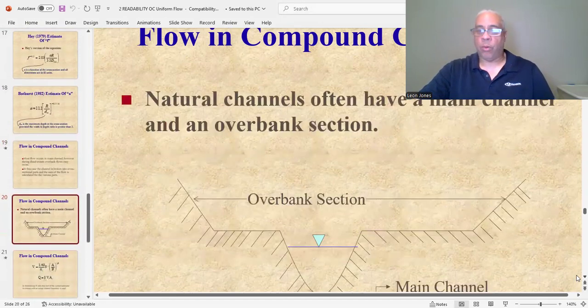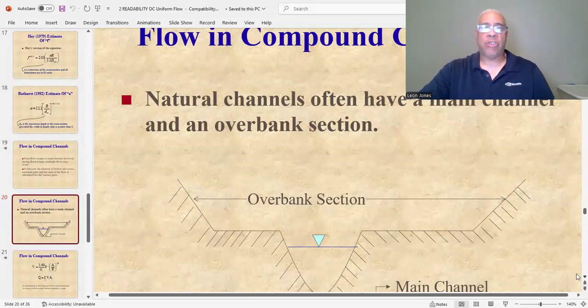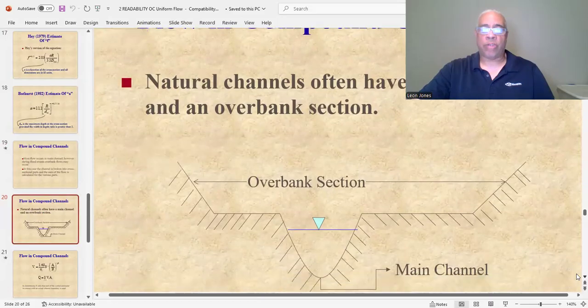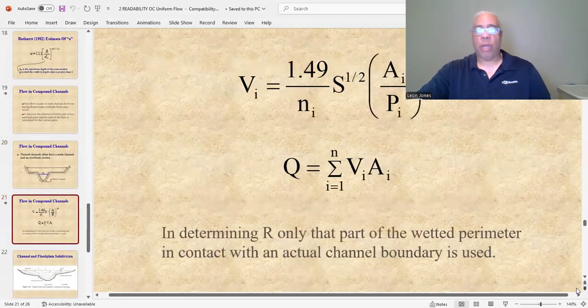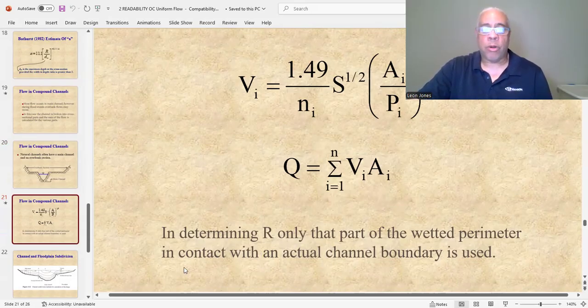Now you're going to have flow in compound channels. Natural channels often have a main channel and an overbank section. Here's your overbank section, and here's your main channel. Again, we're going to use Manning's equation. Now, what is this n and the sigma i equals 1? Well, in determining R, only that part of the wetted perimeter in contact with an actual channel boundary is used. Generally, we're utilizing the summation.